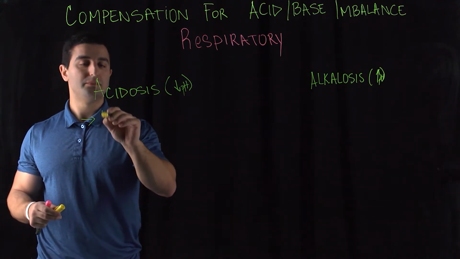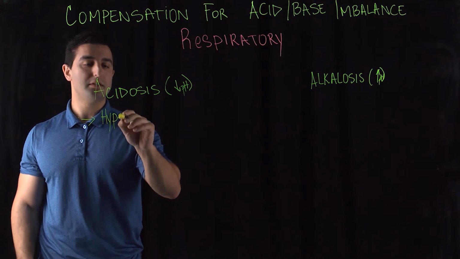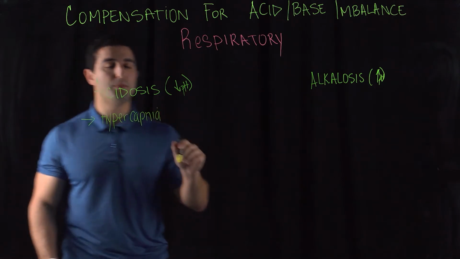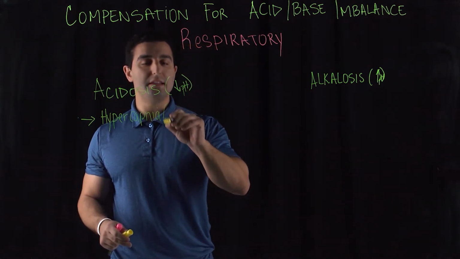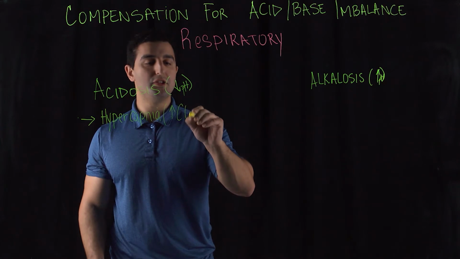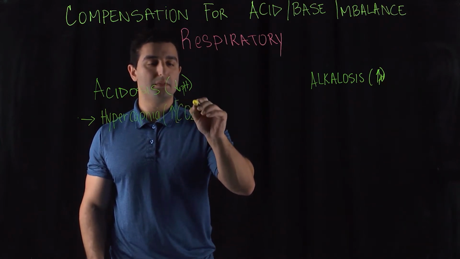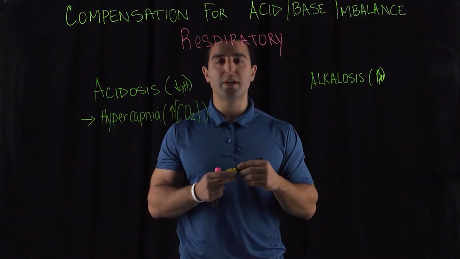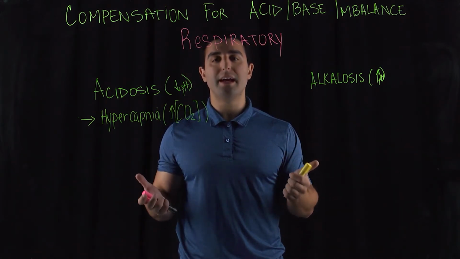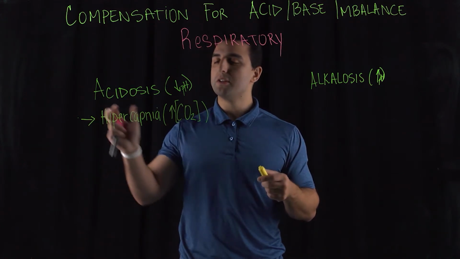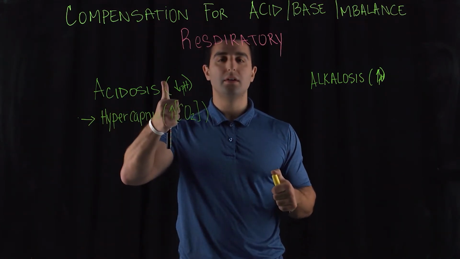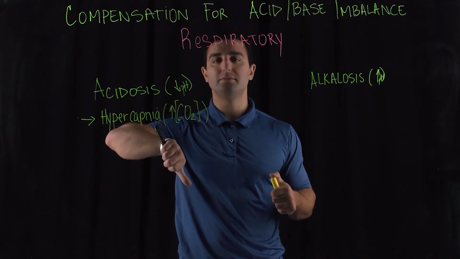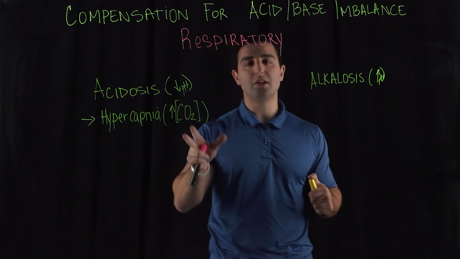hypercapnia is usually the main cause of this pH problem. Hypercapnia is the increased concentration of carbon dioxide in your body, right? The main form of transport of carbon dioxide is through carbonic acid. If you remember from the charts we were talking about, carbonic acid. So if you have more carbon dioxide, your pH level goes down, all right? So hypercapnia is the main cause of this, right?